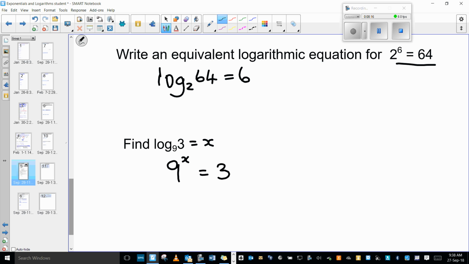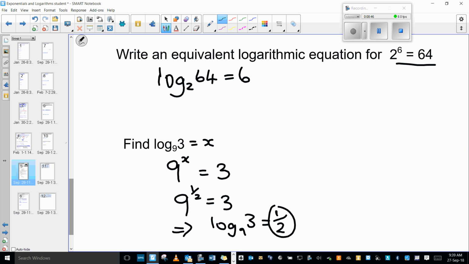Okay. So we have to now say to ourselves, what power do I have to give 9 to get to a 3? Not negative. A half. Nice. We remember that now? Oh, yeah. Because 9 to the power 1/2 is 3. So we just say log base 9 of 3 is 1/2. Okay, so we found the value of it as 1/2 because the square root of 9 is 3. Lovely, jubbly.